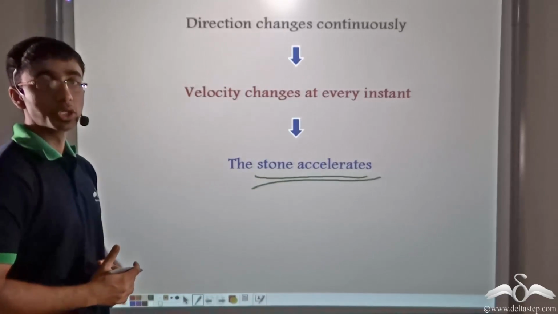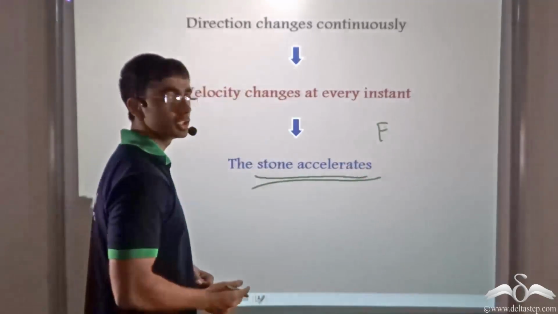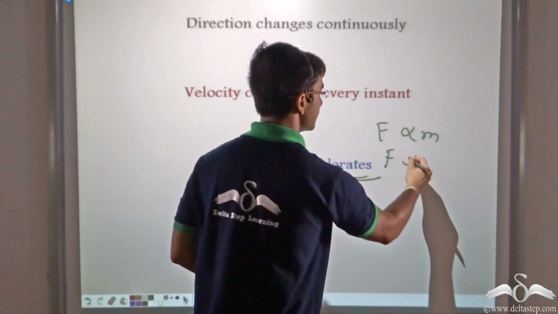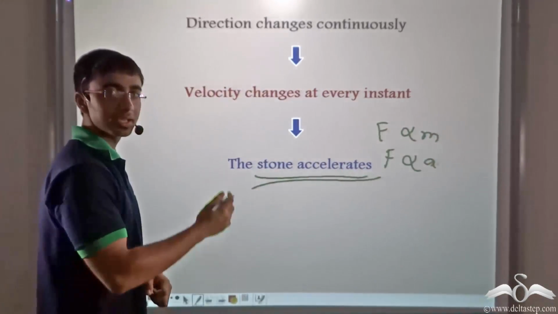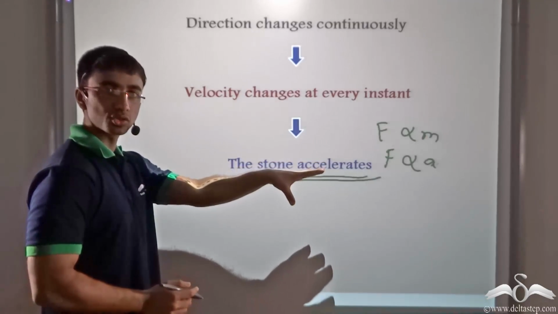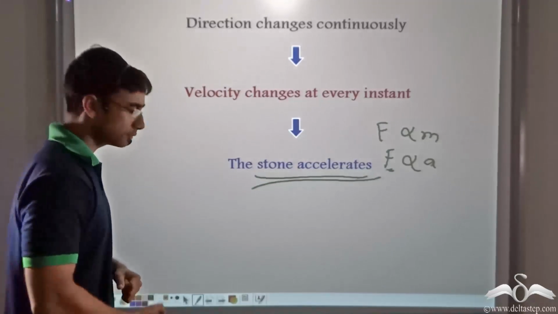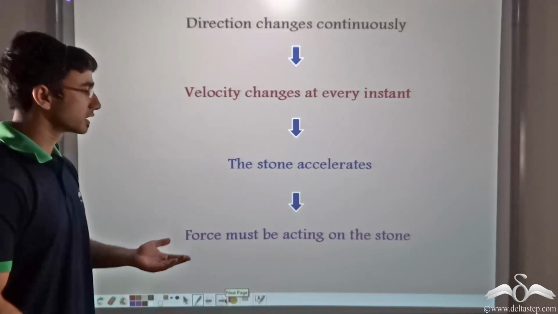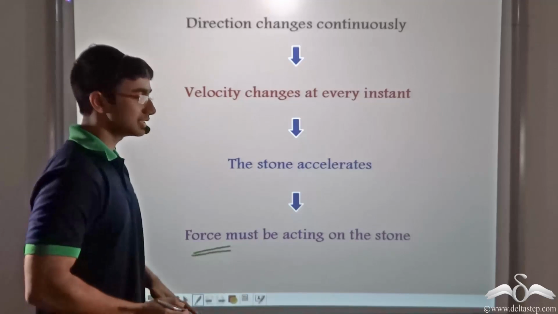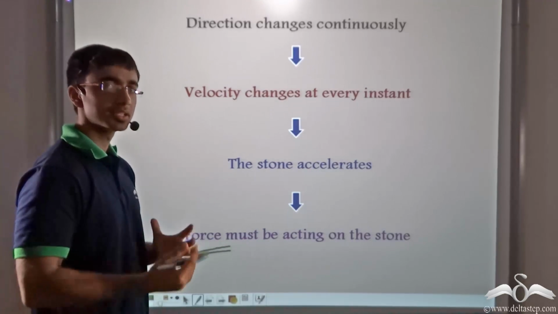Now we have learned from Newton's second law of motion that force is directly proportional to two things. That is, force is directly proportional to m, mass, and it is directly proportional to acceleration. So when we see that there is an acceleration present on the stone, it means that there must be some sort of force also acting on the stone. Thus, we conclude that because the stone is accelerating, a certain force acts on the stone. So what is this force and how is it acting on the stone? Let us quickly find out.